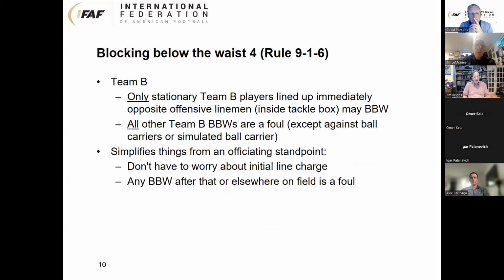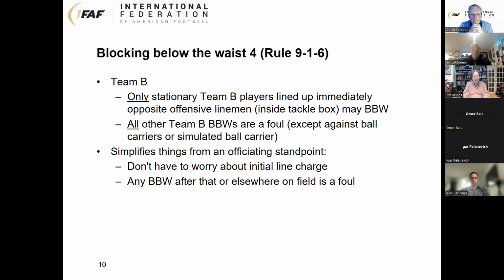So these changes are all really good simplifications that make it a lot easier for us. The restrictions on Team B have changed as well. Basically now, the only Team B players who can block below the waist are the ones who are lined up against offensive linemen. So only stationary Team B players lined up immediately opposite offensive linemen inside the tackle box may block below the waist. So that puts them on an equal basis with the offensive linemen who are opposing them.